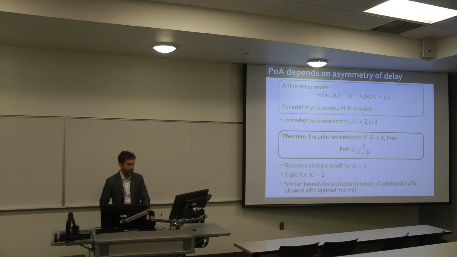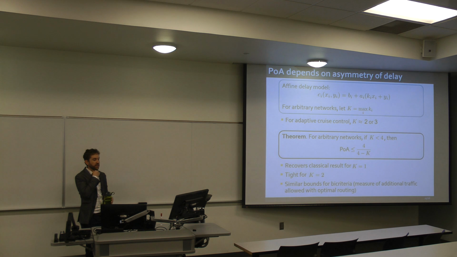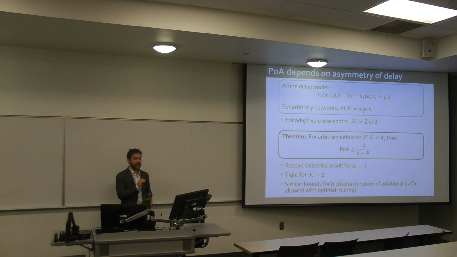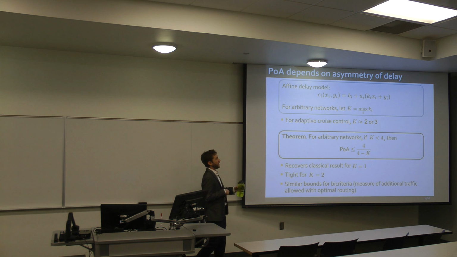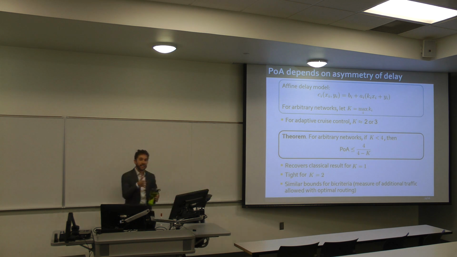Okay? But what we are able to prove in this paper is that we can come up with a new price of anarchy bound that now does depend on this relationship between the delay for regular vehicles and the delay for autonomous vehicles. We call this the asymmetry of delay. We call this parameter Ki the asymmetry of delay. Remember, Ki was this sort of penalty function for being a regular vehicle instead of an autonomous vehicle, right?